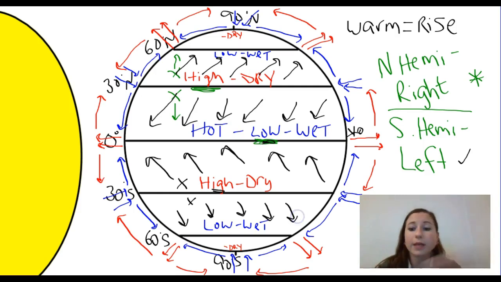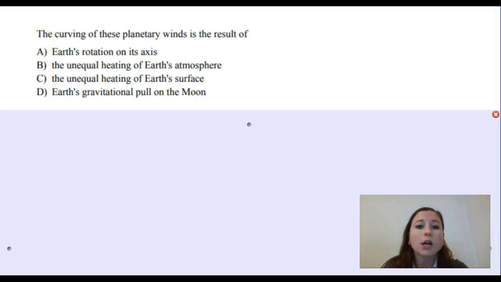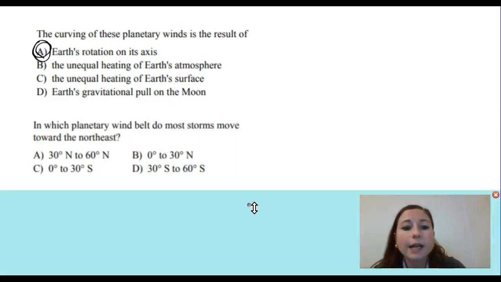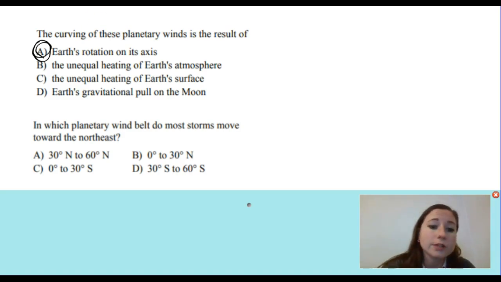Now make sure that you have page 14 of your reference table out for the next couple of questions. This is our first. The curving of these planetary winds is a result of what? We know that the Coriolis effect has to do with the rotation of the Earth on its axis. Number 2, in which planetary wind belt do most storms move towards the northeast? You said from 30 degrees north to 60 degrees north, you are correct.